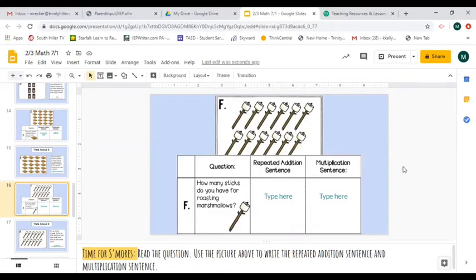How many sticks do you have for roasting marshmallows? So go ahead and count the number of sticks to your repeated addition sentence and your multiplication sentence.